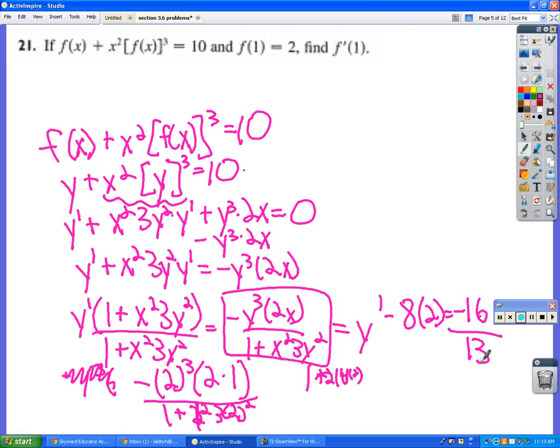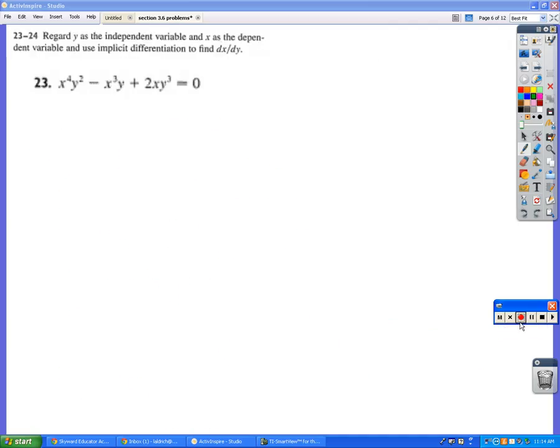Does anyone have any questions? Okay. 23. So now we're switching it around. Instead of finding dy/dx, we're going to find dx/dy. So that means x is the dependent variable and y is the independent variable. It's the same game that we've just been playing, except now the derivative of y is 1, and the derivative of x is x prime, and that's what we're trying to solve for.